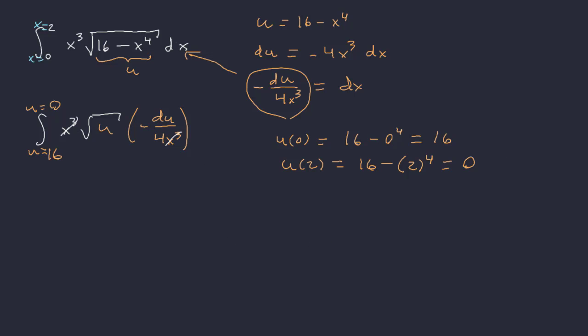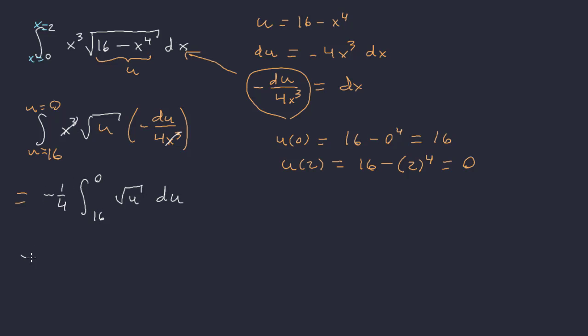Now, this might seem a little strange, right? So if I move this negative 1/4 to the outside, what we have here is negative 1/4 times the integral of 16 to 0 of the square root of u du. And this is where that rule we talked about last time comes in, where we can flip the order of integration and negate it. So if we want to flip this to be more like what we like, 0 to 16 instead of 16 to 0, we just negate it.